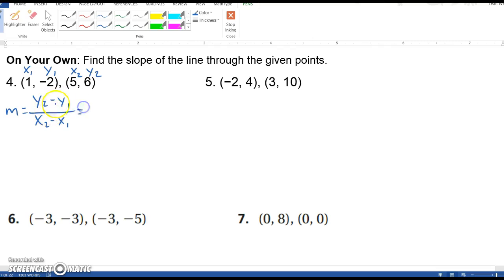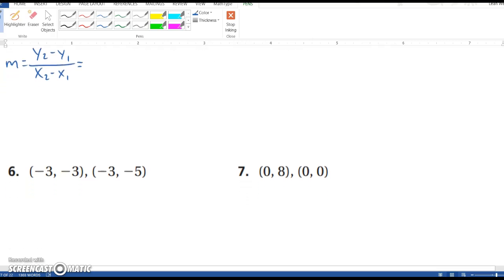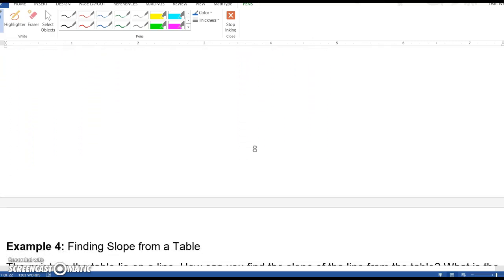The y is always going on top because that's your rise. Y is the vertical axis. X always goes on bottom because that's your run. That is your horizontal axis. Fill in the numbers, simplify when you get there. So you're going to come back and finish those later. For now, go ahead and turn to the next page.